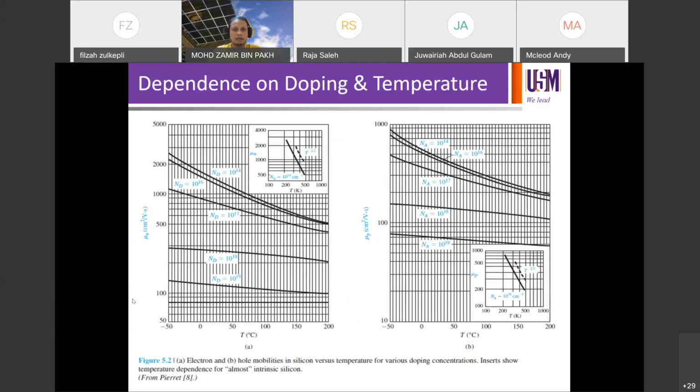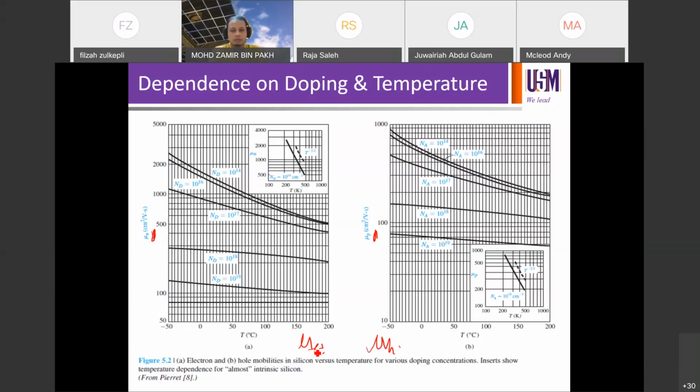So this is another representation of the topic of the issue, the dependence on temperature and doping as well. So you can see here electron and hole mobilities in silicon for various doping concentrations. This one is for electrons on the left hand side. You can see mu n here for electrons, and this is mu p for holes. You can also label this as mu e and mu h.